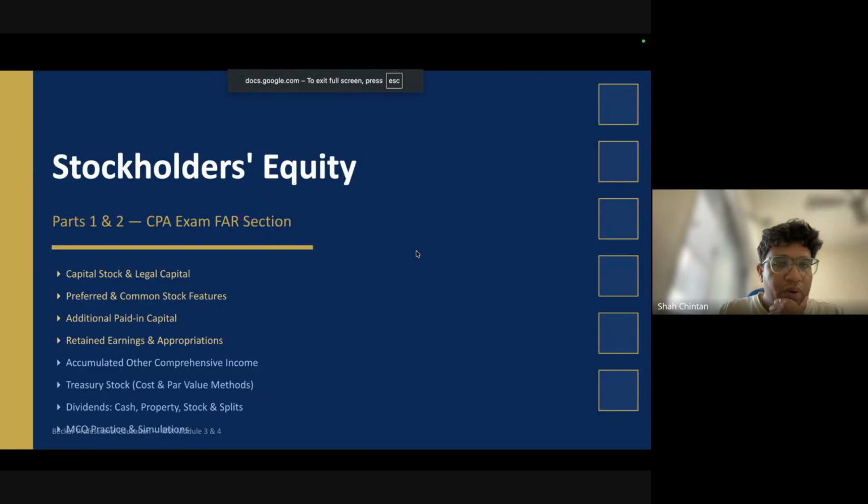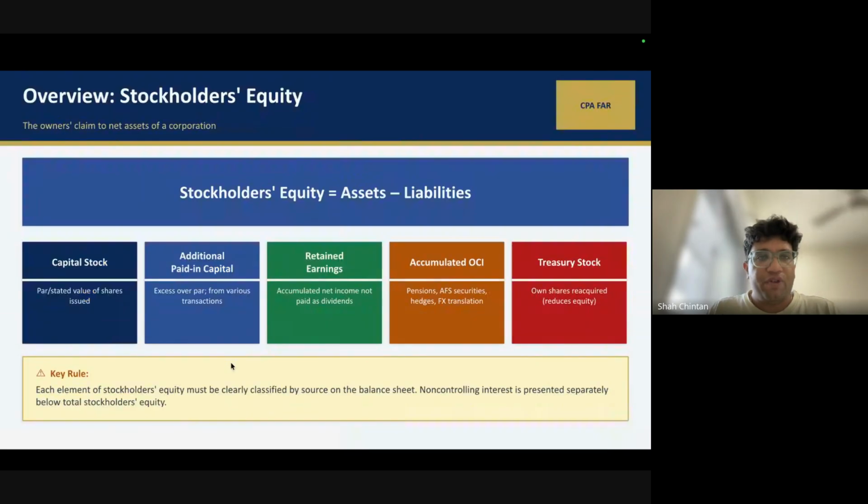So what we are going to cover: we are going to understand the capital structure, the various characteristics of them, what preference shares are, what APIC is, what retained earnings are, what OCI is, then treasury stock, cost method versus par method. This is very important. And what happens when you provide a dividend in other than cash, especially a small dividend versus a large dividend, and how the accounting changes for them. Again, you can expect a few MCQs around all these topics. So it is a quite important topic from the FAR 1 point of view.